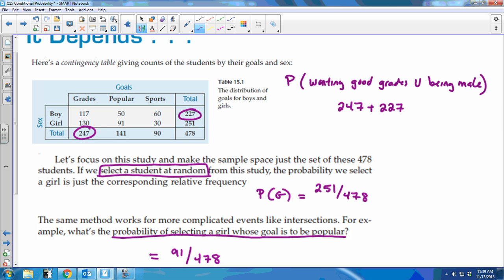We did an OR question yesterday. Subtract out the overlap, right? So I need to subtract out the boys that want good grades because now they've been counted twice. And we don't want to count them twice. All right, so don't forget your rules from yesterday if you're asking those types of questions. Does that make sense? You're still adding sections together and subtracting out where they overlap. If it's just and, if it was a boy wanting good grades, then you just put 117 over 478. Don't overthink it. But if it says or, make sure you subtract out the overlap.